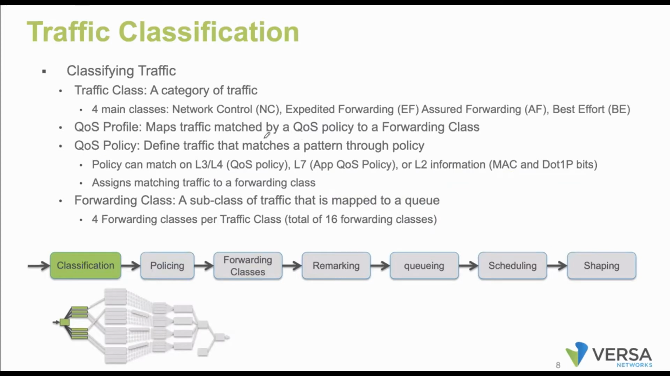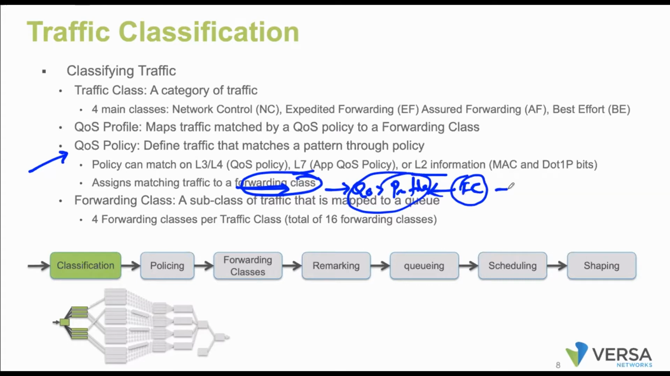So here in the class of service, how do you classify the traffic with the help of the QoS policies? You can use L2 to L7 parameters and try to assign one or the other forwarding class. How to assign the forwarding class? That is decided with the help of the QoS profile. So you need to create the QoS profile. You need to mention what the forwarding class is and what the loss priority is. With the help of these two, you'll try to match with the QoS policy. We'll talk about that a little later.